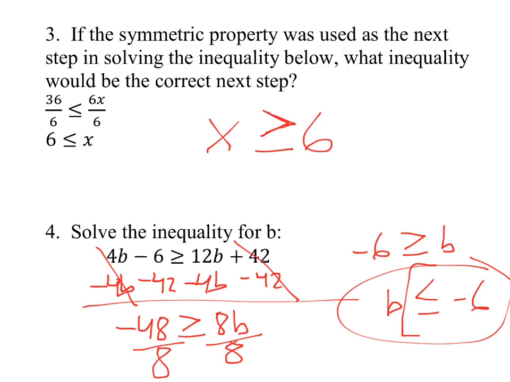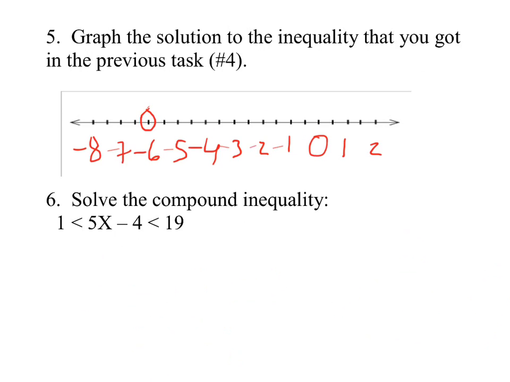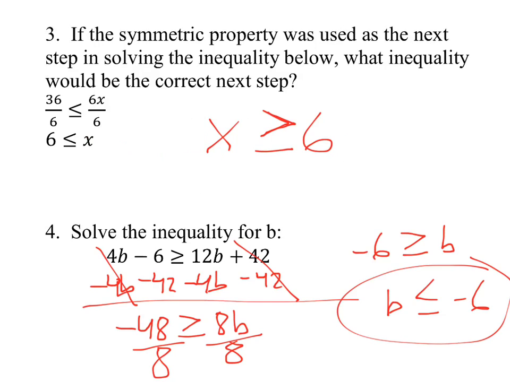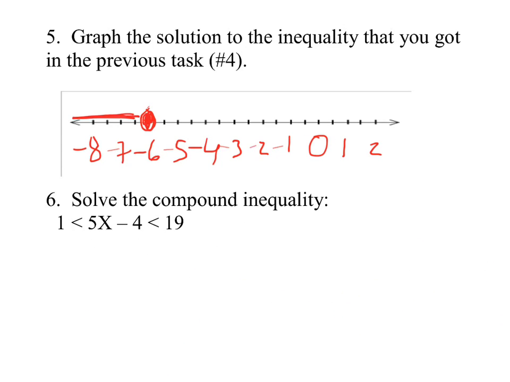And since this says or equal to, there's a little or equal to symbol there in the bottom, I'm going to fill that in, because you can have negative 6. And b needs to be less than that, so I'm going to shade left. Remember, less than is shade left, because those numbers are less.